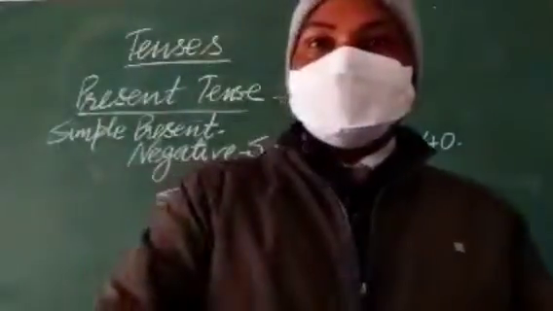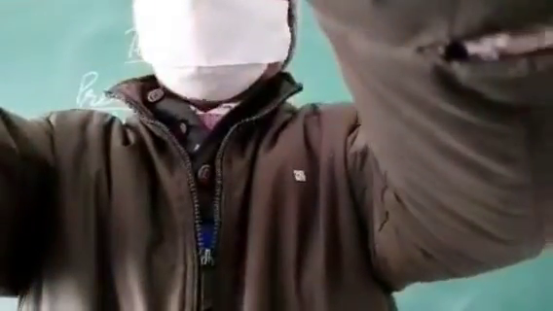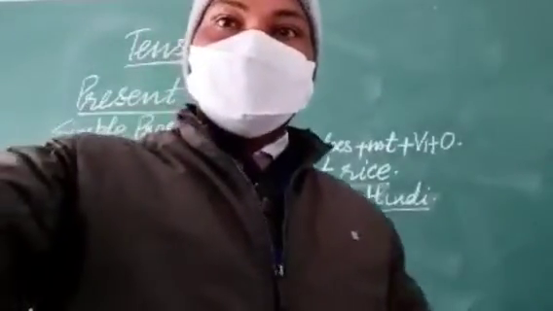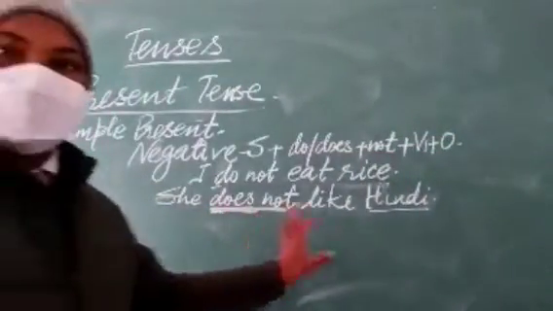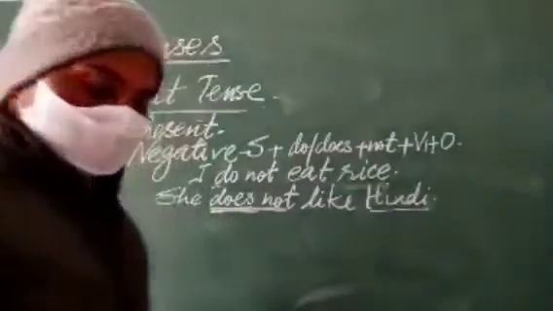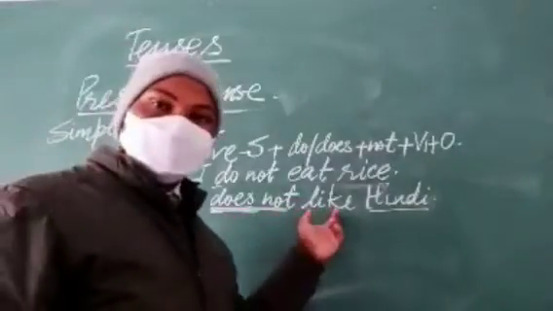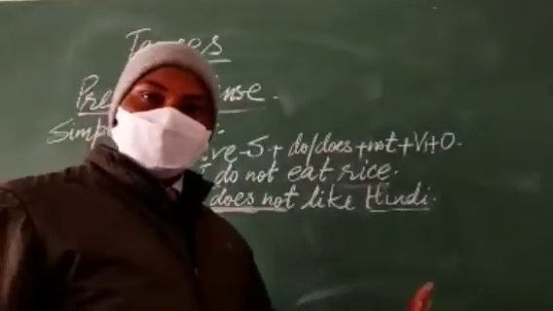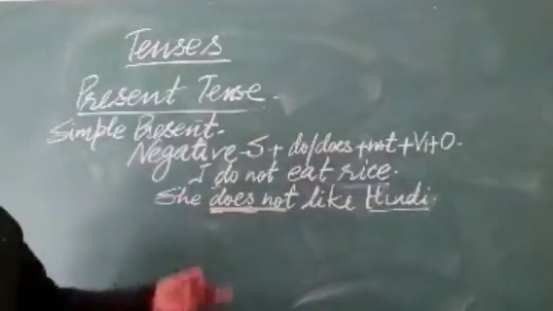So, what is the sentence that we have right now? The sentence that we have right now is she does not like Hindi. She will take does not, first form of verb, that is V1, and then object. This is the way we write different sentences. Furthermore, some more examples.